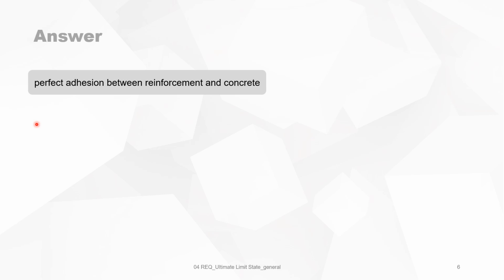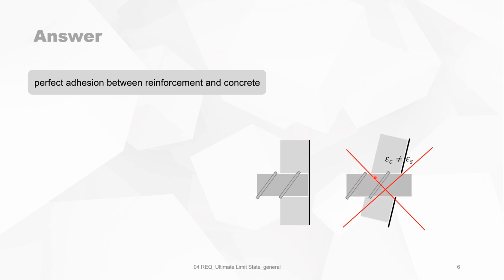The second assumption is that there is a perfect adhesion between the reinforcement and the concrete. This is a control section in a concrete beam. This is the concrete, and there is the reinforcement. This is before loading. Everything stays here in one plane. After loading, this section gets tilted.